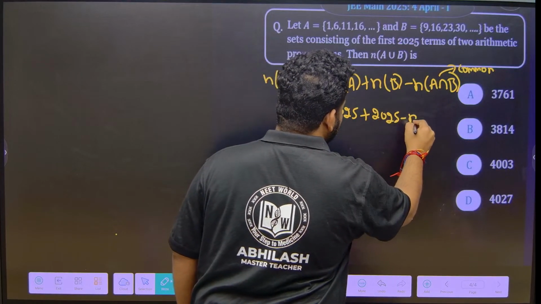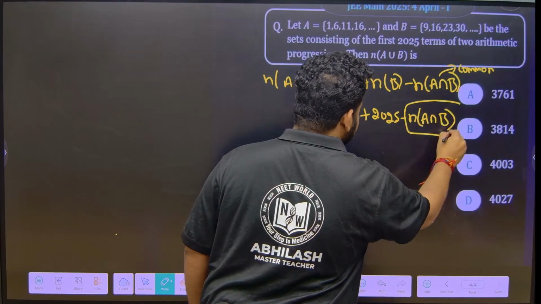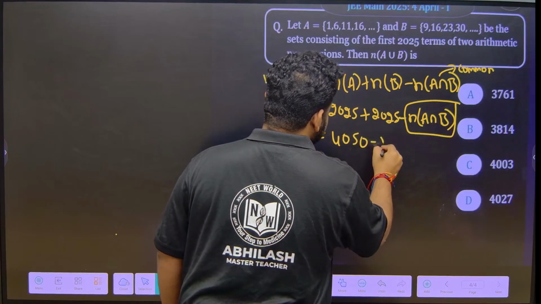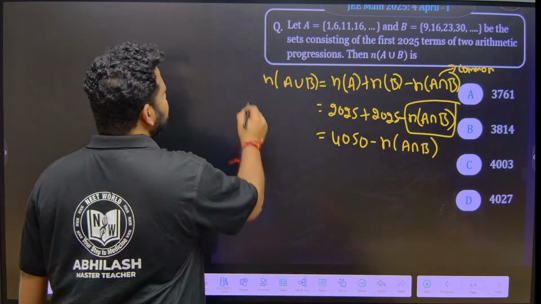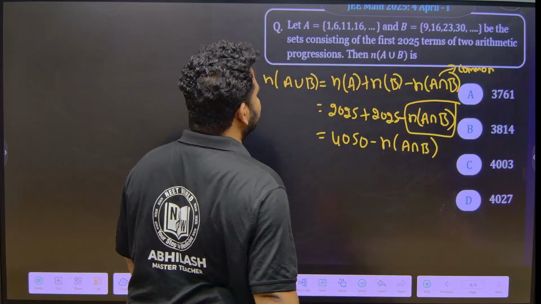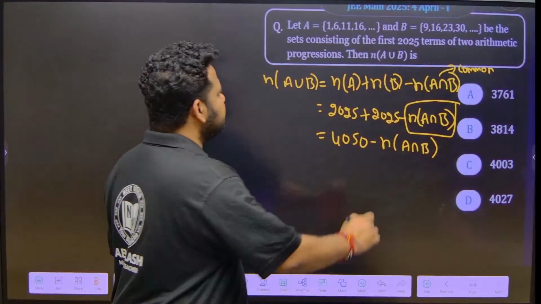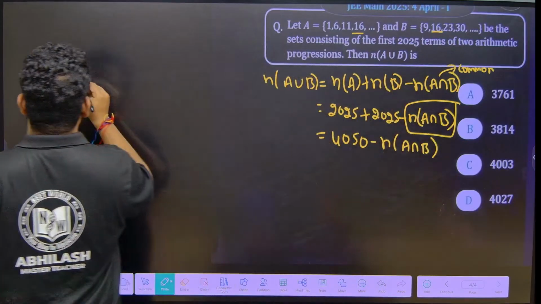But this we don't know. The entire question is about finding this. So this is 4050 minus n of A intersection B. That means we have to find the common terms of the APs. So if you look at this one, let A and B, what is common here, friends? If you look directly, here 16 is there, here also 16 is there. So in the two APs, what is common?